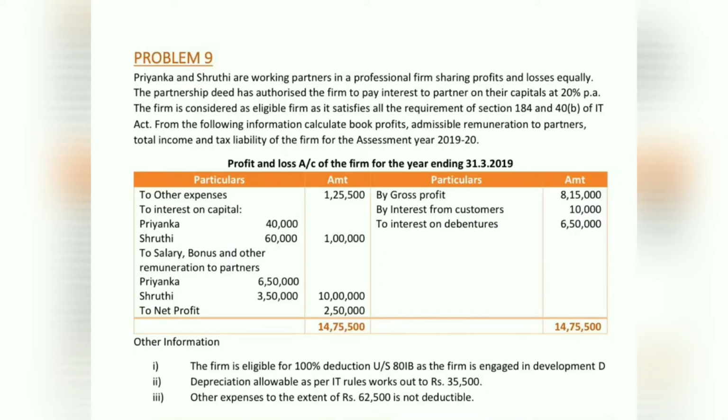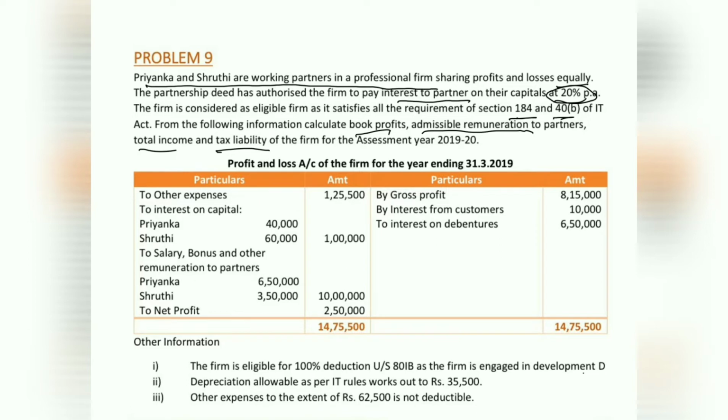Let us look into problem number 9. Priyanka and Shruti are working partners in a professional firm, sharing profits and losses equally. The partnership deed has authorized the firm to pay interest to the partners on their capital at 20% per annum. The firm is considered an eligible firm as it satisfies the requirements of section 184 and 40B of the IT Act. From the following information, they have asked us to calculate book profit, admissible remuneration to partners, total income, and tax liability of the firm. So let us look into the profit and loss account.